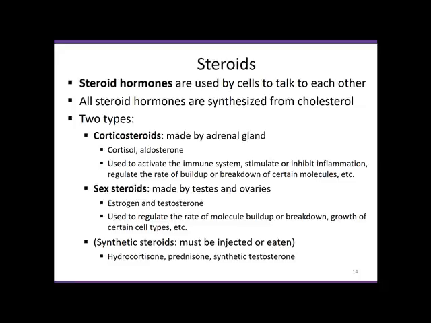Corticosteroids made by the adrenal gland include things like cortisol. Maybe you've heard of cortisol. Aldosterone. Cortisol is the stress hormone. And it tells cells to wake up, to activate. It helps to trigger inflammation, to activate our immune system. So one of the things that corticosteroids do is they actually activate our immune system. They can, kind of weirdly, do a little bit of both stimulation and inhibition of inflammation. Inflammation is redness and swelling.